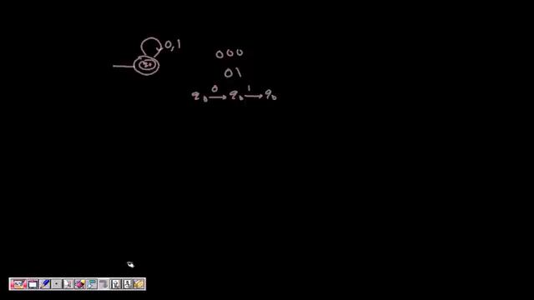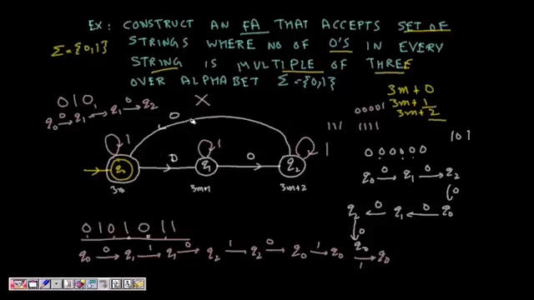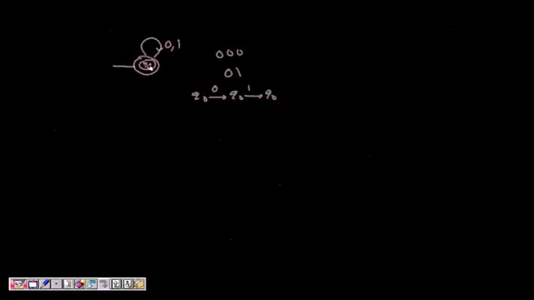So the important thing is that it should accept every string from the language and it should reject all other things. Even though this accepts all the strings with a multiple of 3 zeros, it will not reject other things. Hence the important thing is that it should accept everything in the language and it should reject everything not in the language.